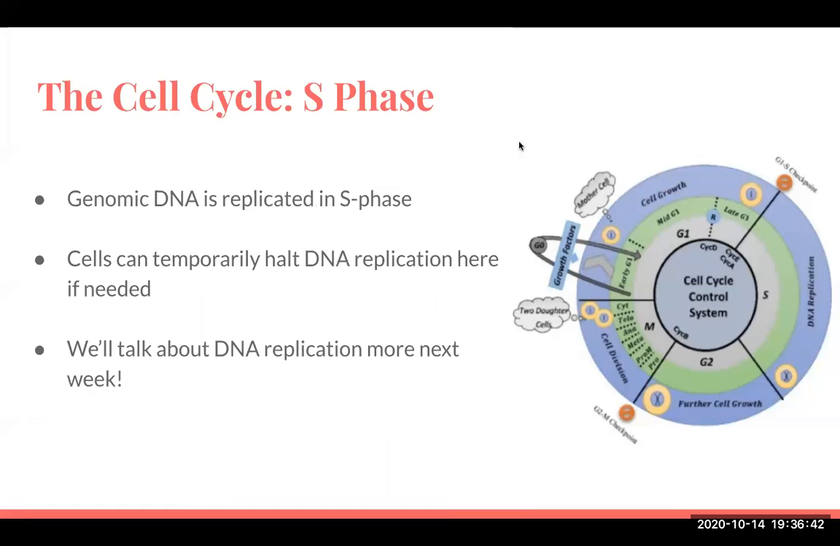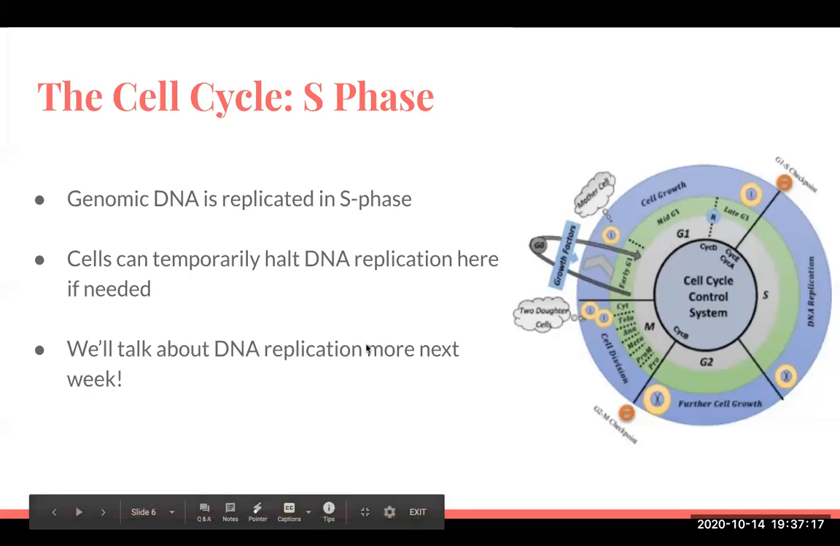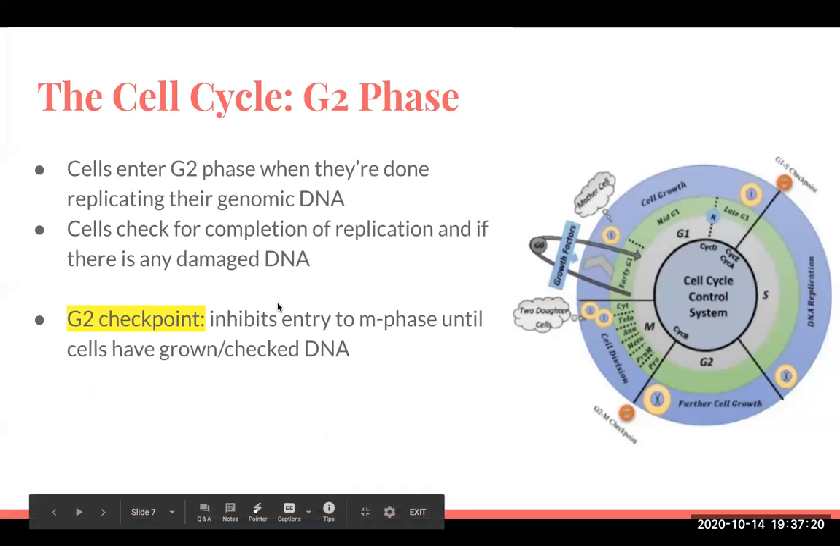So the next phase is S phase. This is where genomic DNA is replicated. If the cell senses a problem with the DNA, then it can temporarily halt DNA replication here in the S phase checkpoint. Laura mentioned that not everybody recognizes an S phase checkpoint, but Laura does. So just know that cells can temporarily halt DNA replication. We'll talk more about the mechanism of DNA replication next week in the cell cycle 2 section.